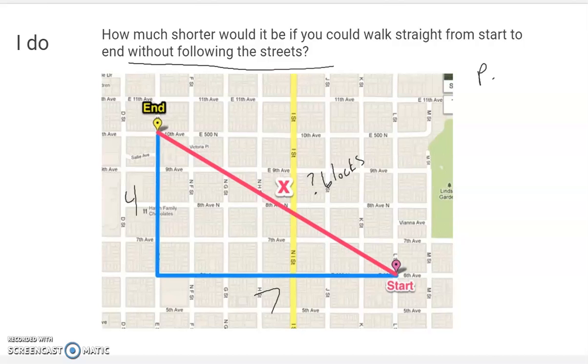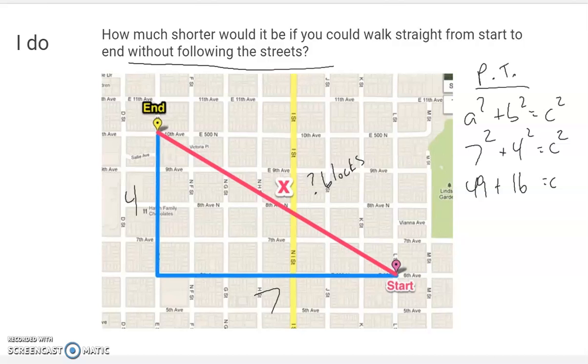Now I can use the Pythagorean theorem. Leg squared plus leg squared equals hypotenuse squared, or a squared plus b squared equals c squared. One leg is 7, one leg is 4. Those will add up to c squared. That is 49, and that is 16. They'll make c squared. I think that makes 65 when you put them together.